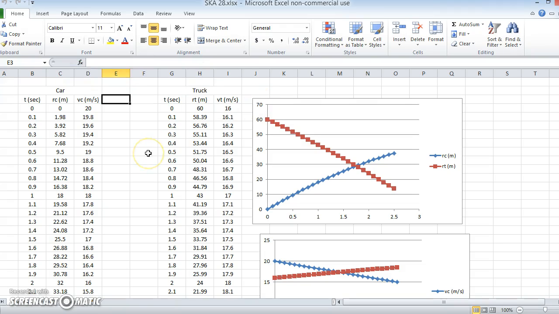So there you go, this is how I created the kinematics 28.